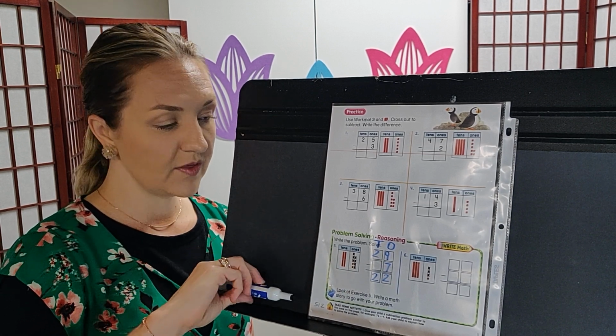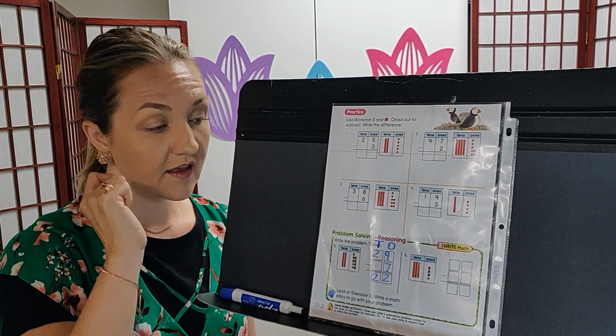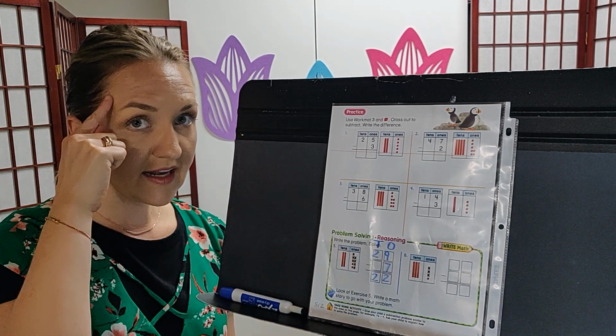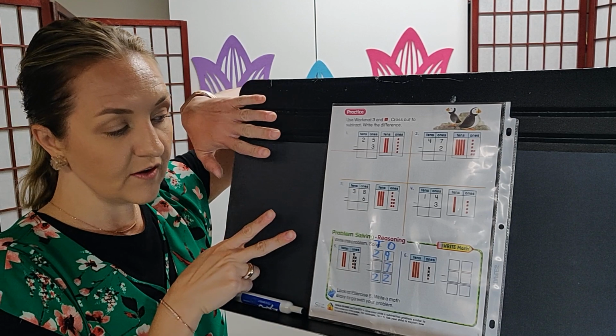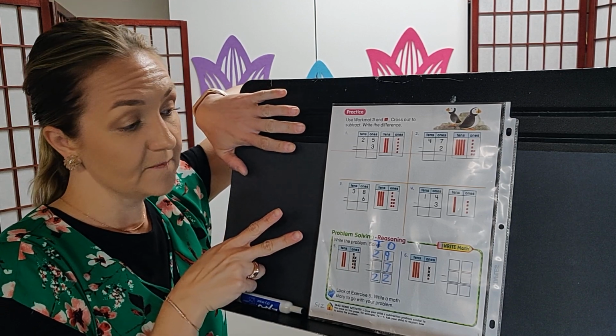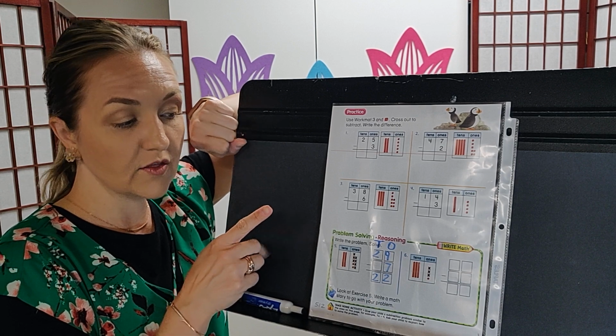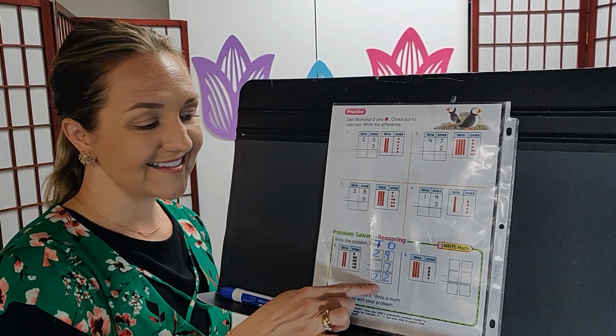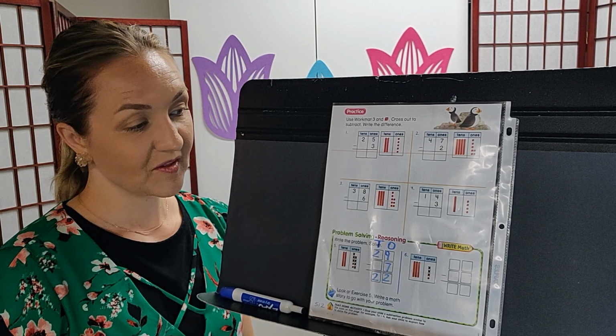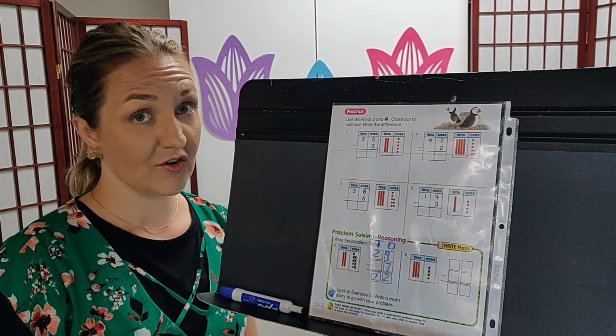Again, you could show that with your fingers, practicing in your head as well. Put 29 in your head, holding up 7 fingers, and we count down. 29, 28, 27, 26, 25, 24, 23, 22. That's the same thing. Okay, I'm going to let you try number 6 on your own.